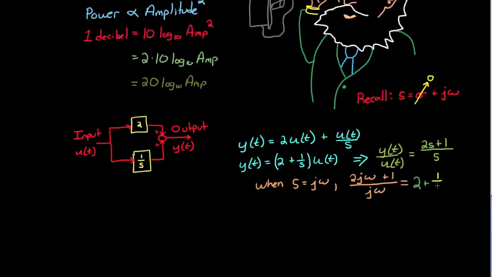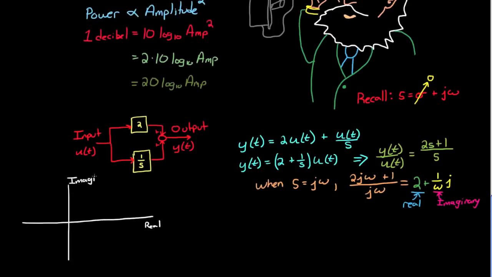That makes the transfer function become 2 plus 1 over omega j, where 2 is the real component and 1 over omega is the imaginary component. If we then plotted these real and imaginary components on a real and imaginary axis, then we can calculate gain and phase geometrically from this plot.